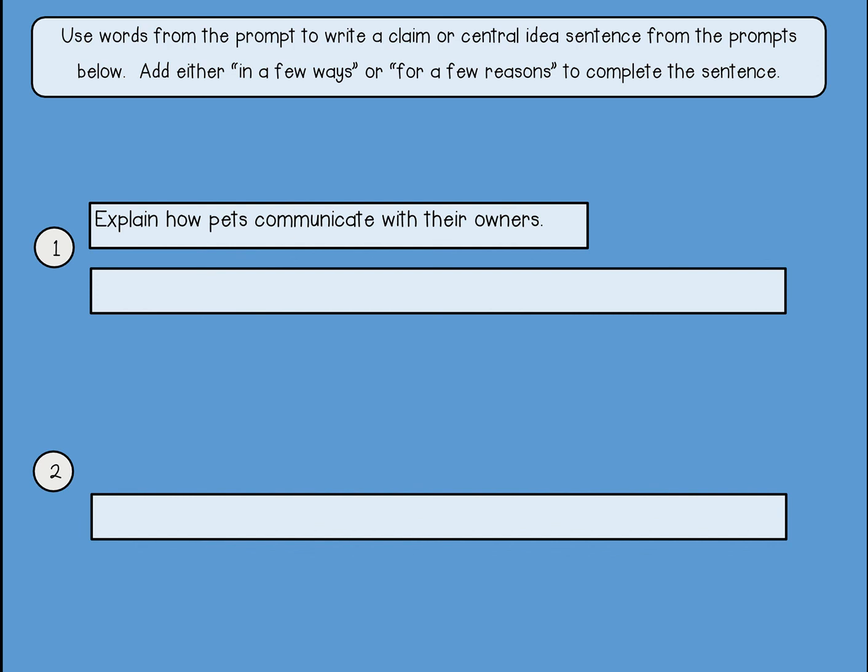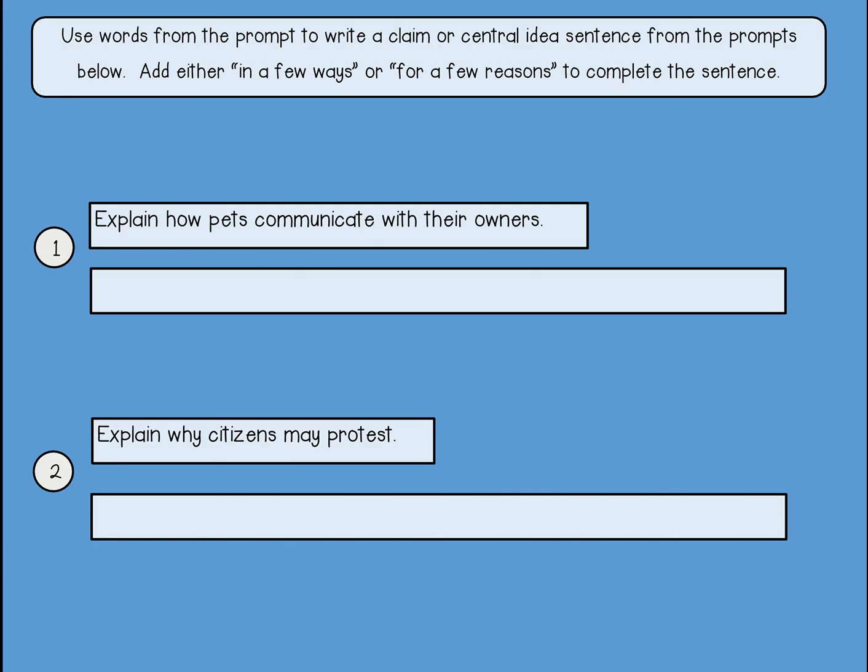Explain how pets communicate with their owners. Let's look right past the word how. Start our central idea with the words pets communicate with their owners in a few ways. Explain why citizens may protest. So look right after that word why. Start your central idea sentence with citizens may protest for a few reasons.